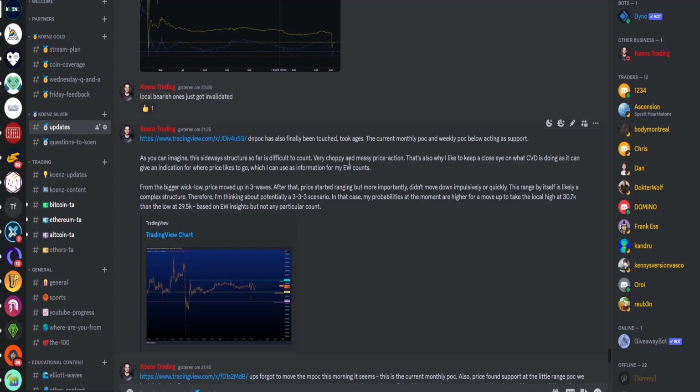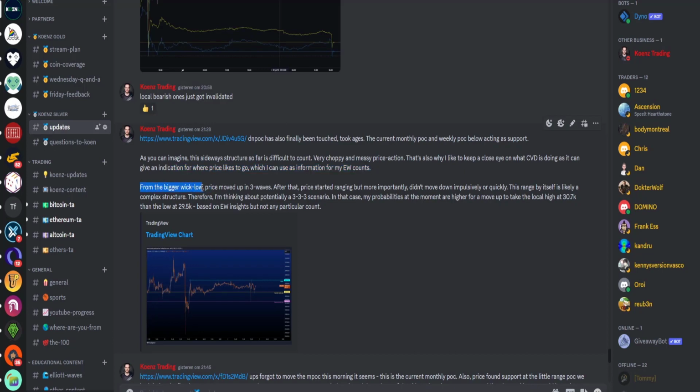It's very choppy, it's messy price action, and that is also why I like to keep a close eye on the CVD, which we're going to check in a second, as it can give an indication of where price likes to go, which I can use as information for my Elliott Wave counts, right? Because the CVD can give an indication for up or down, so I like to use it.